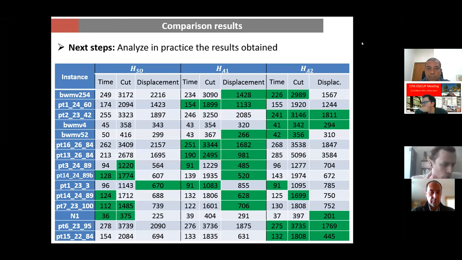For the optimal solutions and each alternative solution, we have the time, the cut and the displacement: time in seconds, cut and displacement in millimeters. I will not talk about these numbers because it's so boring for you and for me. I will talk about making a relation between the results obtained and the practical aspects verified with all these numbers.